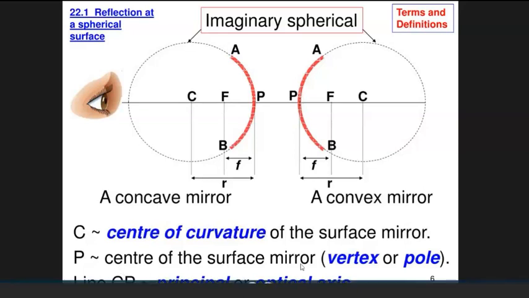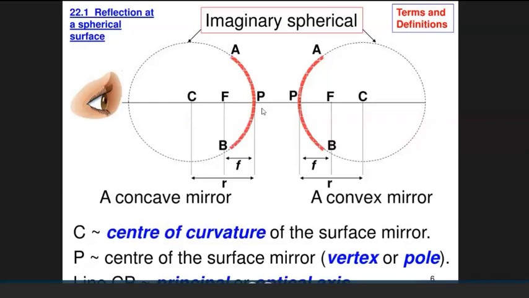Next one is the center of the surface of the mirror. You see, this is the center of a sphere of which the mirror itself is a part. Now your mirror is only from A to B via P. So the midpoint of this mirror's reflecting surface is P, and this is called the pole or vertex.